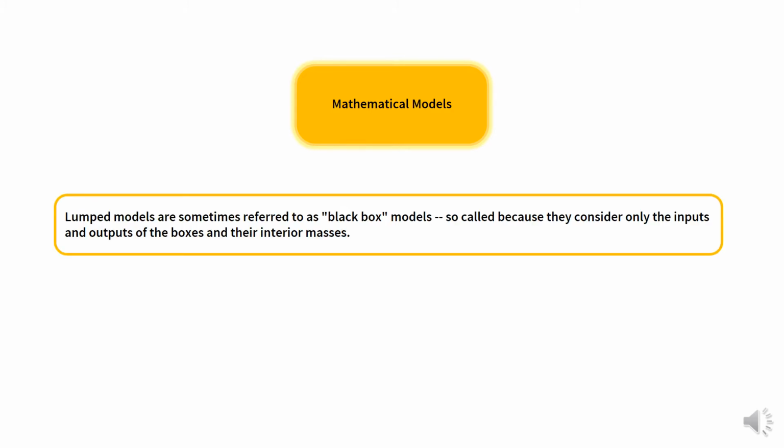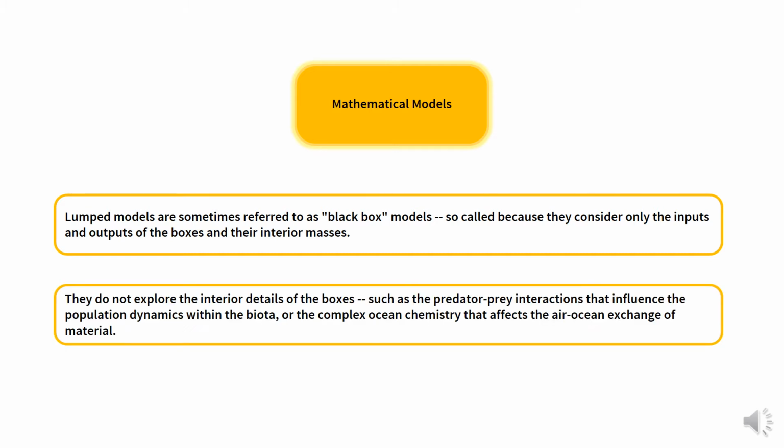Lump models are sometimes referred to as black box models, so called because they consider only the inputs and outputs of the boxes and their interior masses. They do not explore the interior details of the box, such as the predator-prey interactions that influence the population dynamics within the biota, or the complex ocean chemistry that affects the air-ocean exchange of material.